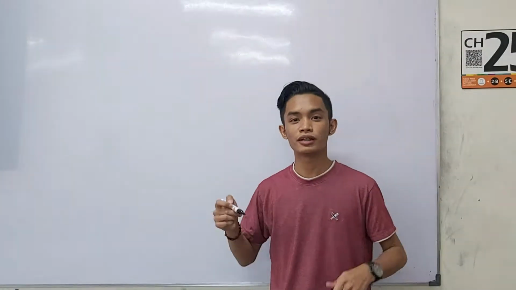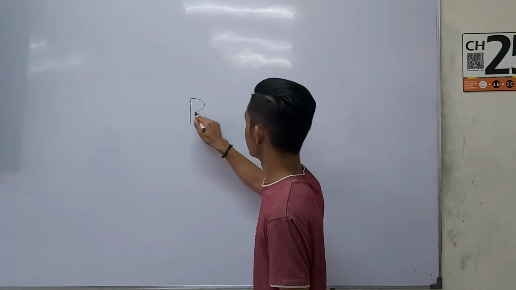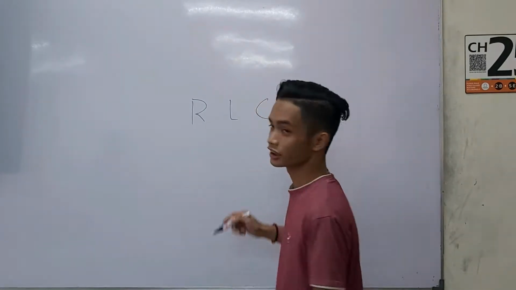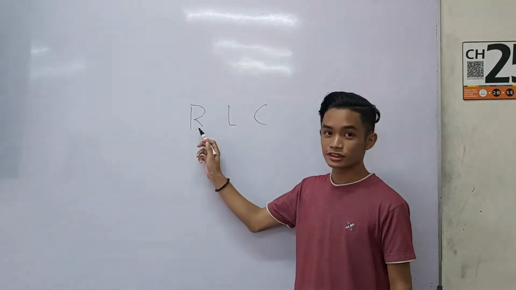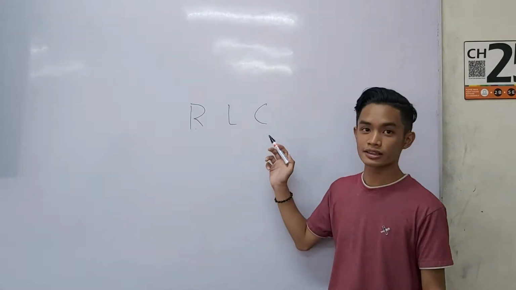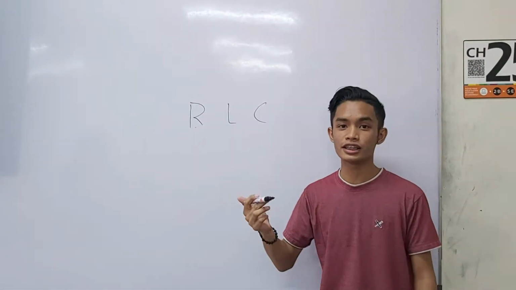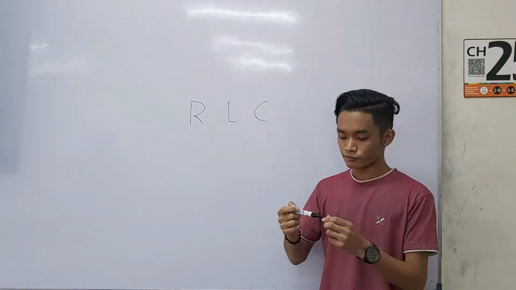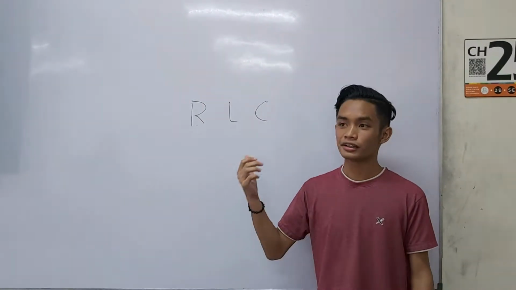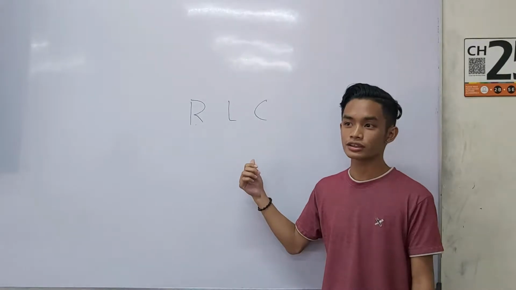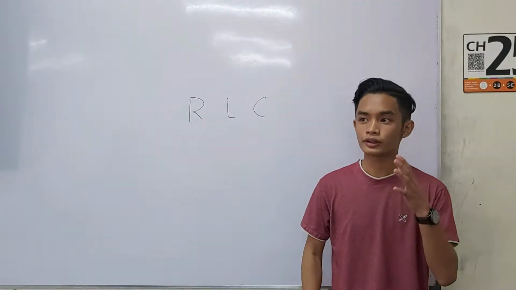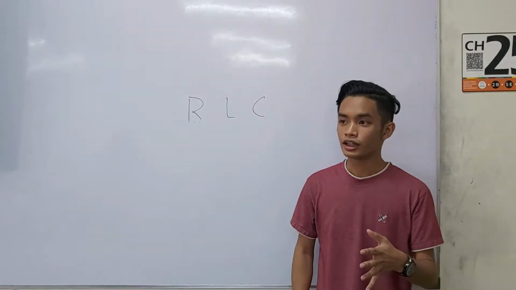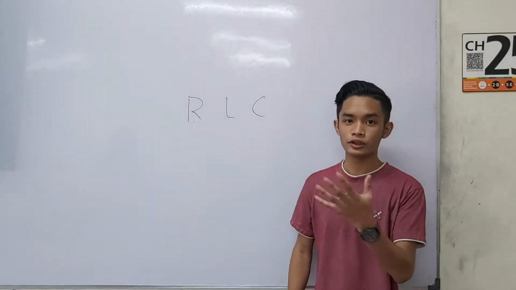Our topic is all about the RLC circuit. An RLC circuit consists of a resistor, an inductor, and a capacitor in parallel or series with a battery. RLC circuits are mainly used as oscillator circuits in some applications. In radios and televisions, they are called tuning circuits.